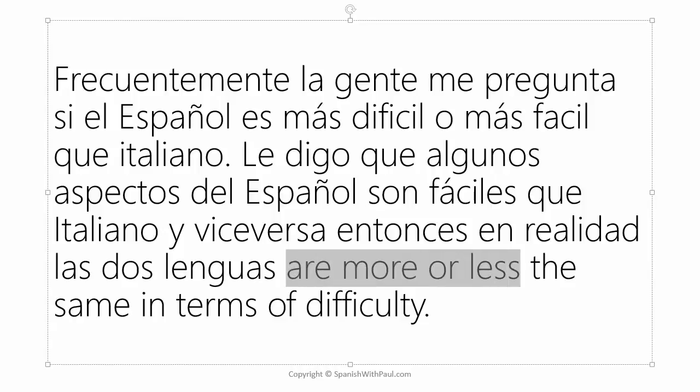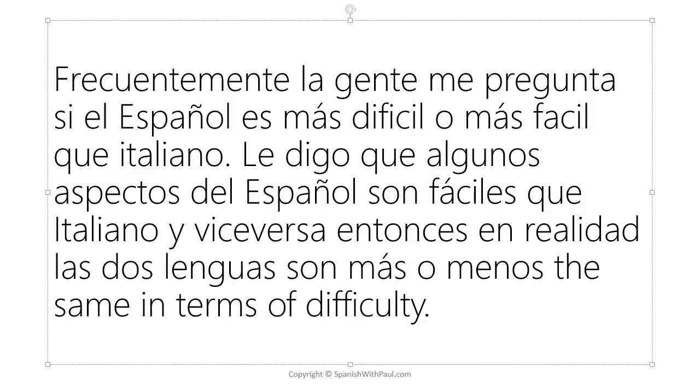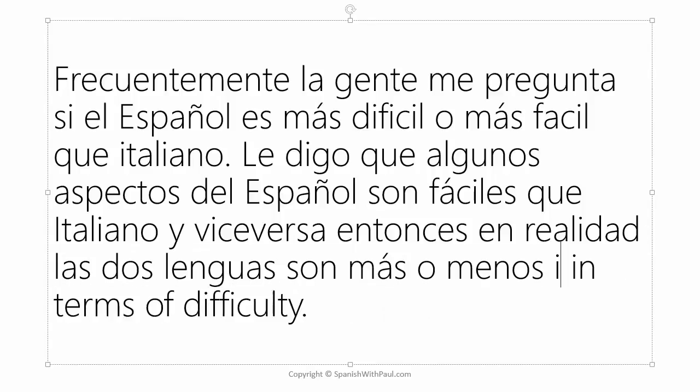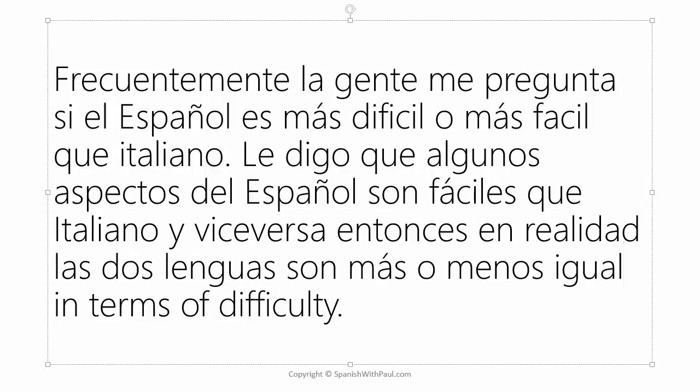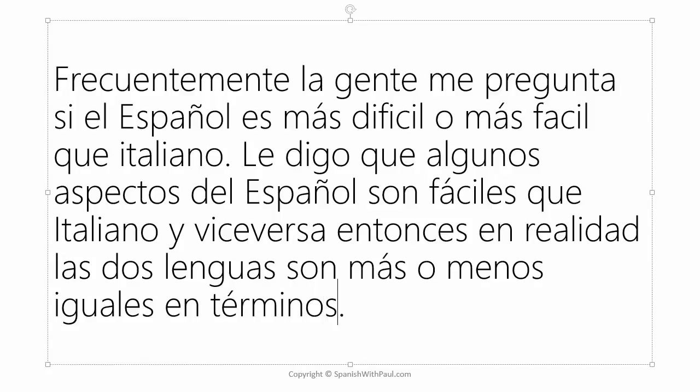Are more or less. This would be son, then más o menos for more or less. That's nice and easy. Son más o menos. For the same, well, the word for the same is igual, but again, we're referring to las dos lenguas, which is plural. So again, Spanish wants to match, and it will express it as iguales. You see how careful we have to be with matching things in Spanish, whether it's feminine or masculine, single or plural. Then finally, we have in terms of difficulty. So let's take all this at once. This would be en términos, so it's close to English. You have an accent over the E. En términos, in terms, and then of difficulty would be de for of, and then dificultad.